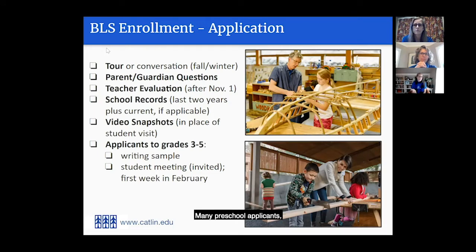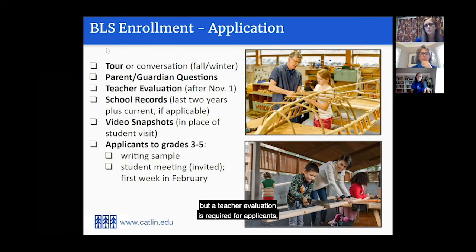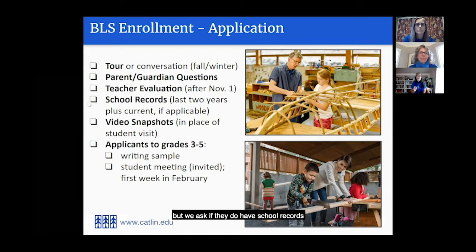Many preschool applicants might not have a teacher evaluation because they're not currently in school, and that's totally fine. However, a teacher evaluation, we can waive that on our end, but a teacher evaluation is required for applicants if they do have a current teacher. And school records, again, preschool applicants might not have school records, but we ask if they do have school records, the current school year as well as the past 2 years. And so, for example, applicants to 5th grade would have the current 4th grade school records as well as the past 2 years.